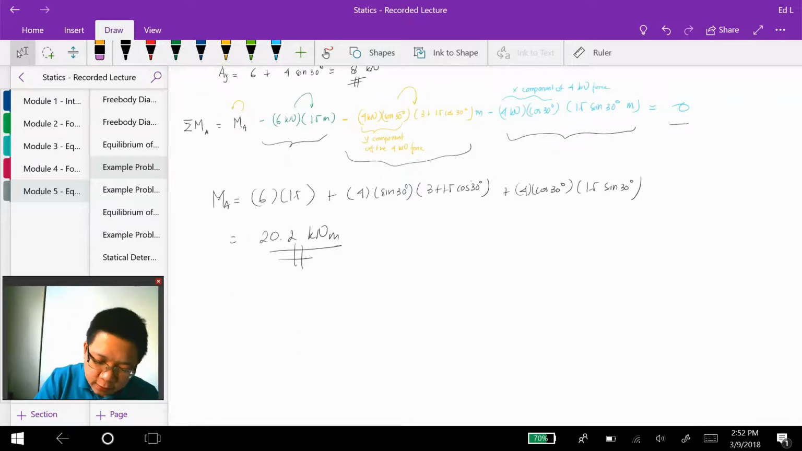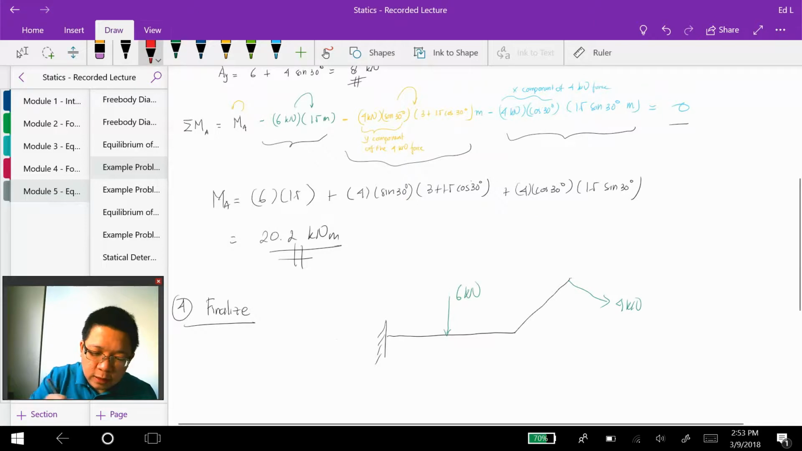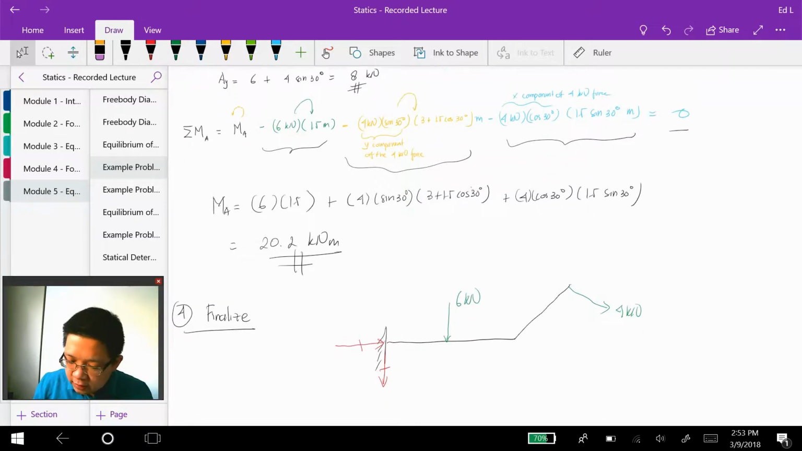In the final step, usually I like to redraw everything one more time. So in my finalized step, I would like to redraw everything one more time. We have the 6 kilonewton force, then we have the 4 kilonewton force in here. Then we have the reaction support. Ay is 8 kilonewton.